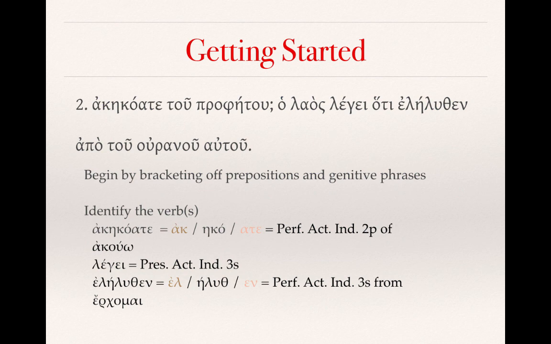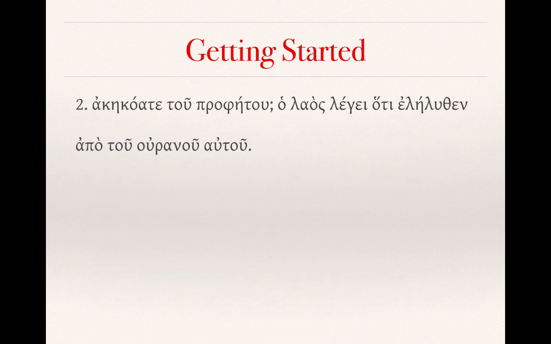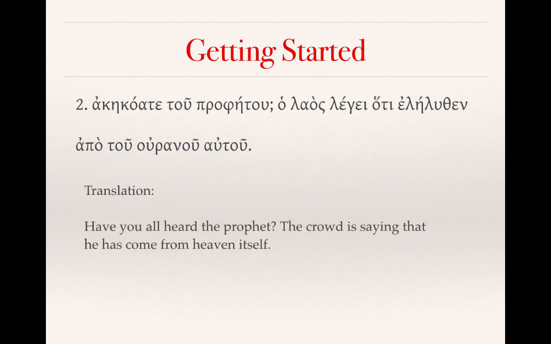So notice that erchomai was a deponent in the present, and here it becomes just a regular active in the perfect active indicative. And then with those verbs in mind, we would then look for the subject and the other parts of the sentence. And so once we've looked at all of those different parts of the sentence, we would offer a translation, something like, have you all heard the prophet? The crowd is saying that he has come from heaven itself.